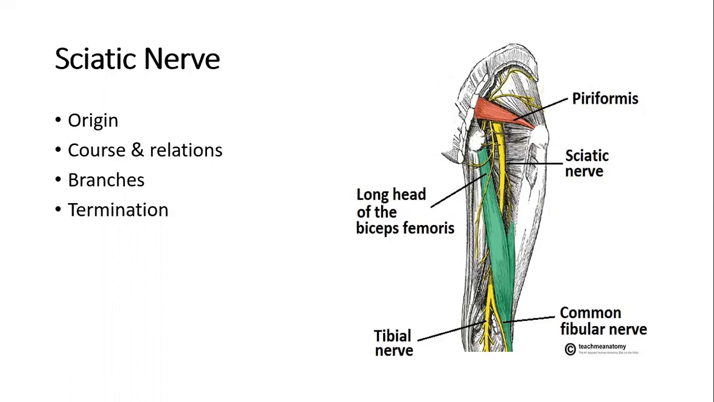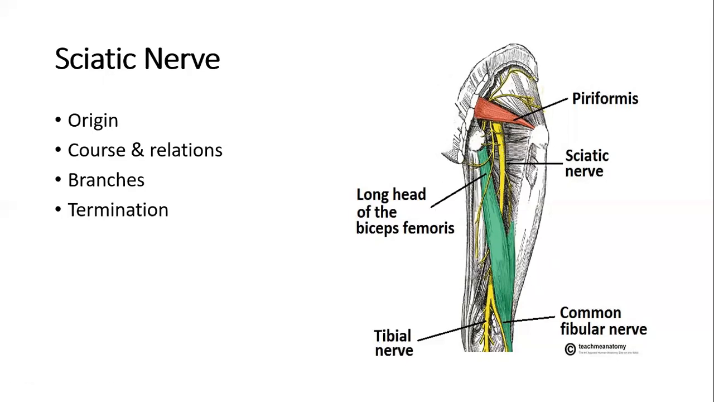The course of the sciatic nerve is that it exits the pelvic cavity through the greater sciatic foramen just below the piriformis. Here in the diagram you can see this is the piriformis muscle, the landmark in the gluteal region, and below it is arising the body's thickest nerve, which is called sciatic.